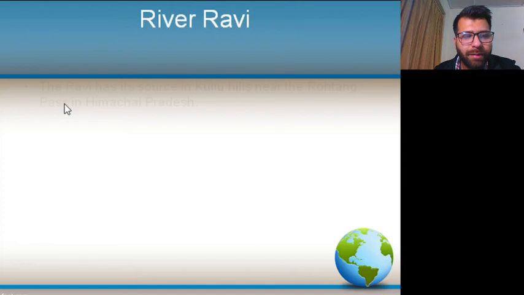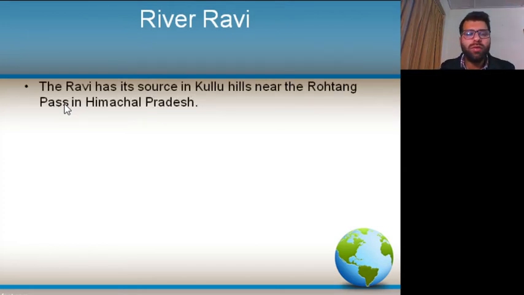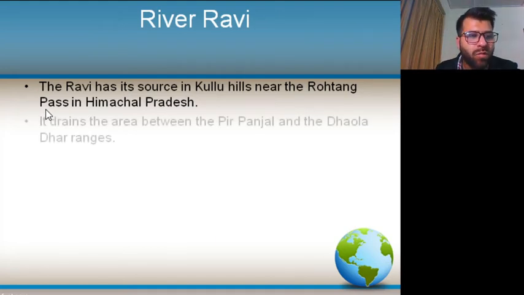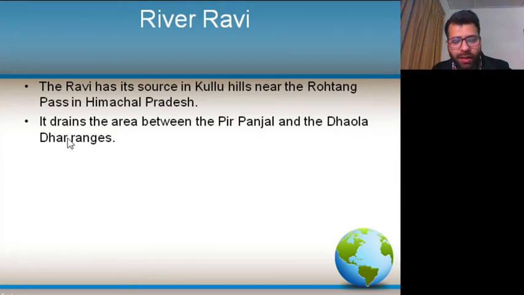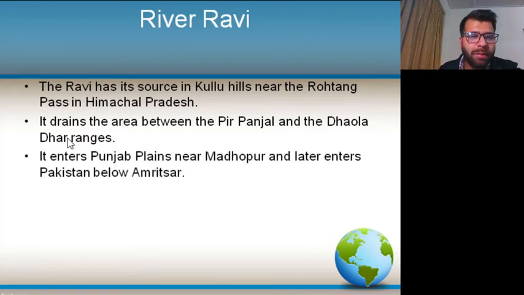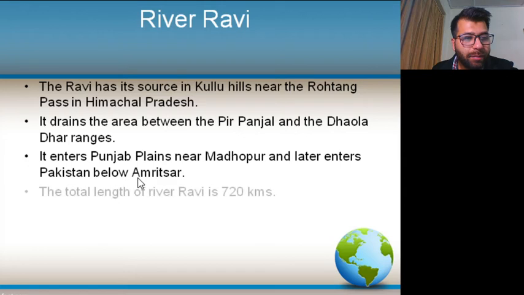Next is river Ravi. Ravi originates in Rotang Pass, which can also be called Rotang La. Rotang, you have all heard of. It is close to Manali. That is a gateway toward Lahaul and Spiti Valley. It drains between the Pir Panjal and Dhauladhar ranges. Although the origin of river Ravi is very close to river Beas, it enters the Punjab plain near Madhopur and later enters Pakistan below Amritsar. The total length of river Ravi is 720 kilometers.